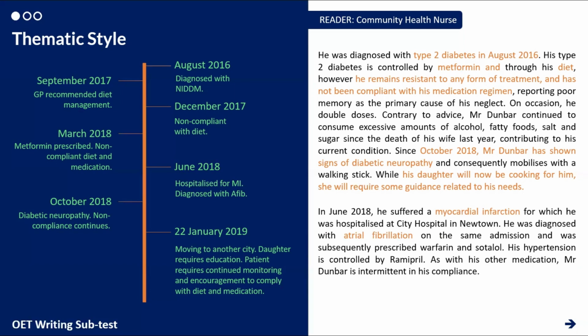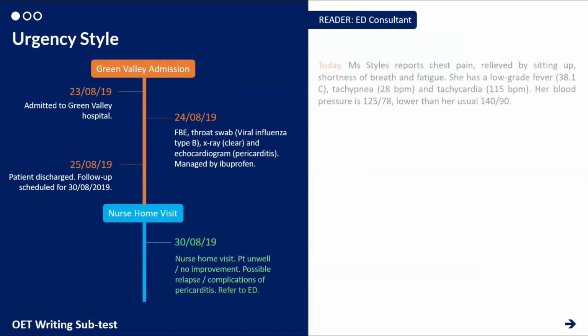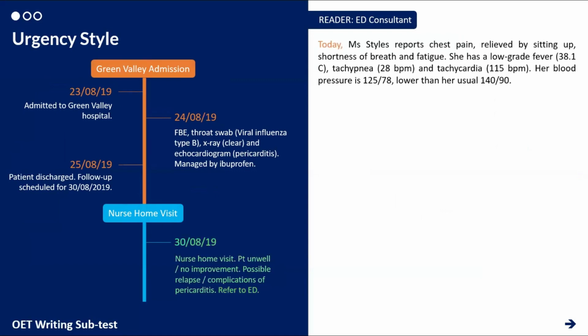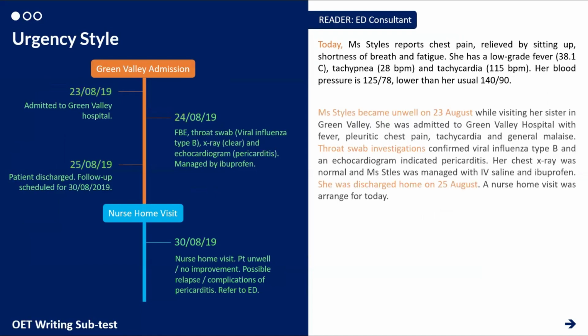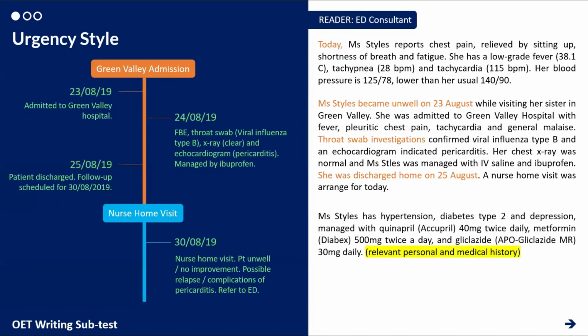So for our last letter, we're going to have a look at the ED letter or the urgency letter. So in here, we put more focus and importance on what happened today. And then we follow this up with details of the previous hospitalization. And then we add relevant background information, anything that is relevant to the condition. And then we close our letter with the request for urgent assessment and management.